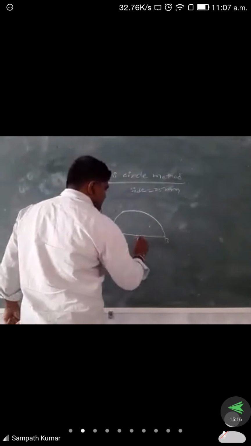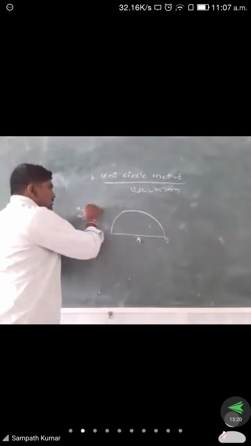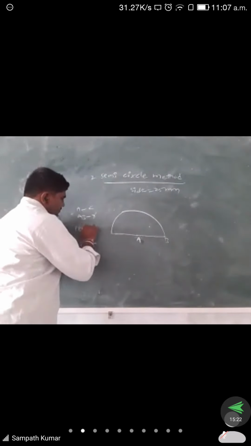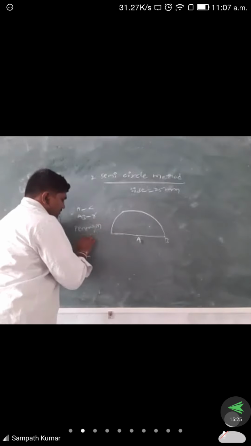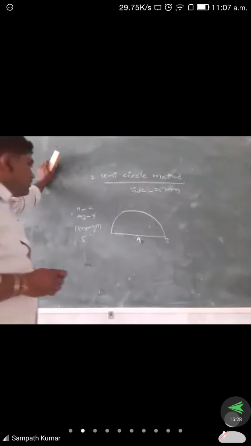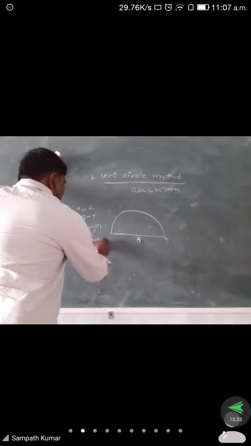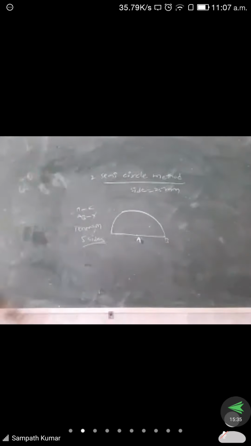Okay. A as a center, AB radius, we have to draw the arc. Now we have to go for pentagon. Pentagon, how many sides? Pentagon has 5 sides. Yes or no? Yes, sir.